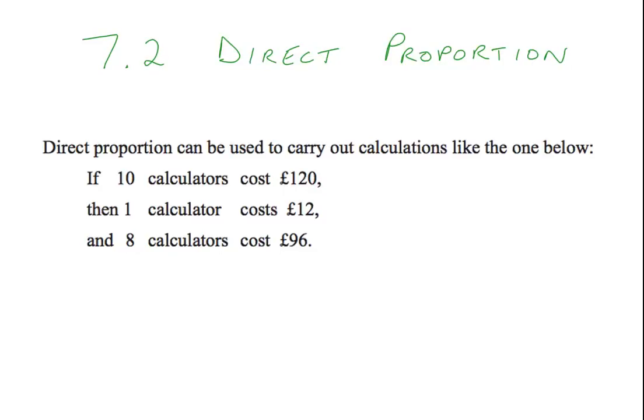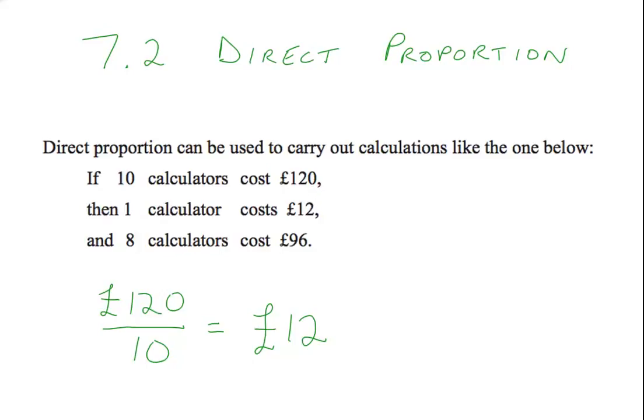7.2 Direct proportion. Direct proportion can be used to carry out calculations like the one below. If 10 calculators cost 120 pounds, so we go to the store, we're going to buy a whole bunch of calculators, we happen to buy 10, and we spend 120 pounds. And we want to figure out, well, how much is one calculator? It's 120 pounds for 10 of them, so 120 pounds divided by 10 will give us a price of 12 pounds for one single calculator. So the unit price for a calculator is 12 pounds.